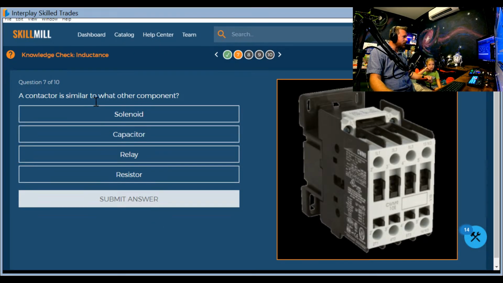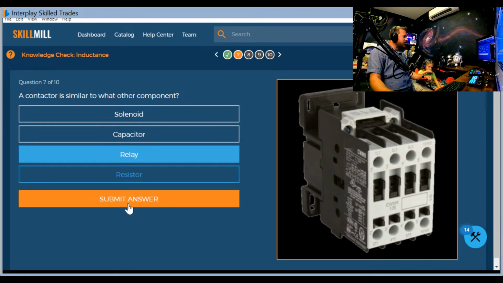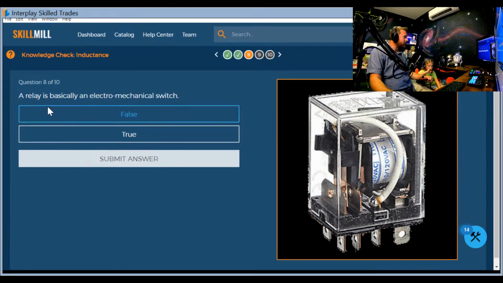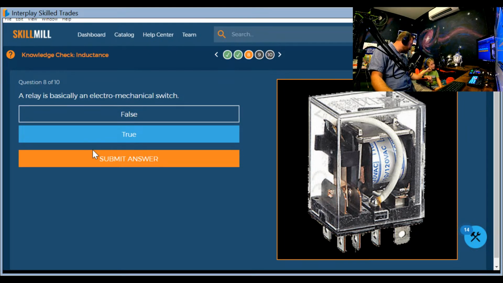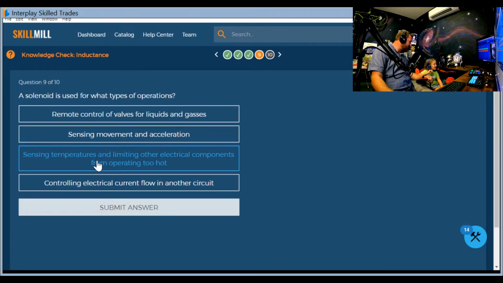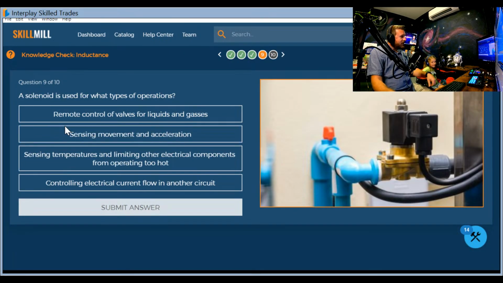A contactor is similar to what other component? Relay. A relay is basically an electromechanical switch. That's true. A solenoid is used for what type of operations? Remote control of valves for liquid and gases, sensing movement and acceleration, sensing temperature.